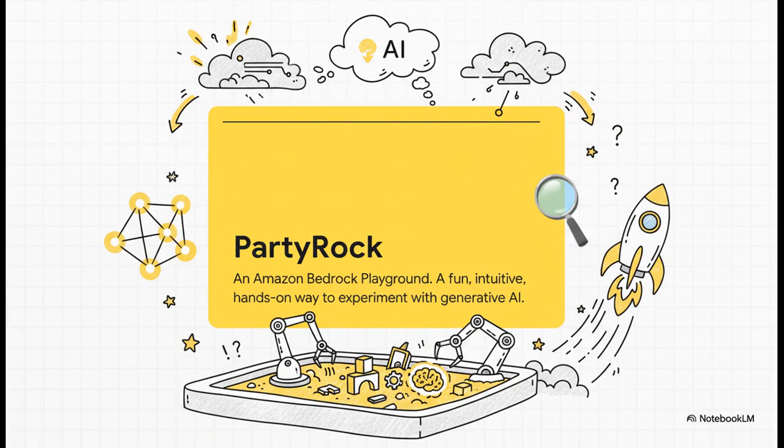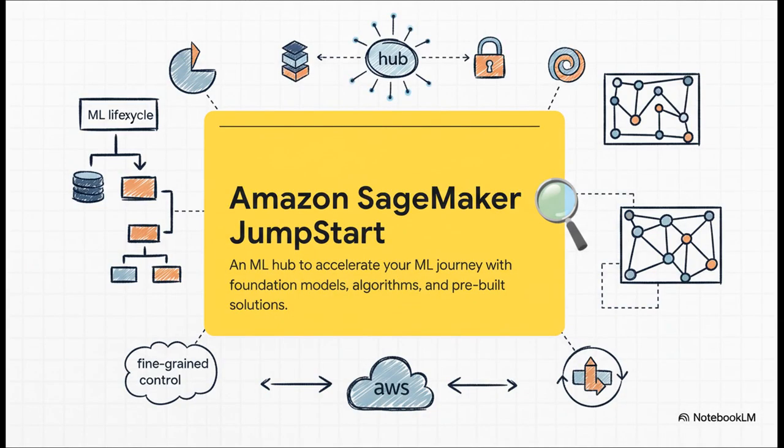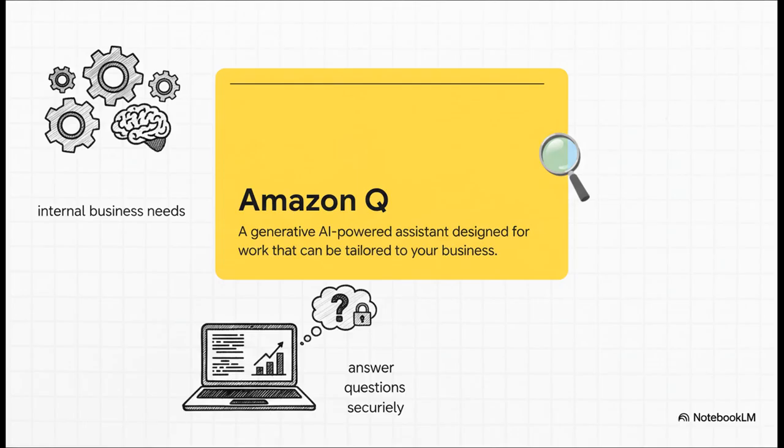Now, what if you just want to play, test out a cool idea without writing a single line of code? That is exactly what PartyRock is for. It's a playground for Bedrock. It's your creative sandbox to just experiment, have fun, and see what's possible with this tech, fast. But for those of you who want more control, who want to get your hands on the entire machine learning process, there's Amazon SageMaker JumpStart. Think of this like a hub of expert-designed blueprints for your projects. It gives you models, algorithms, and even complete solutions to manage the whole process, from training all the way to deployment.